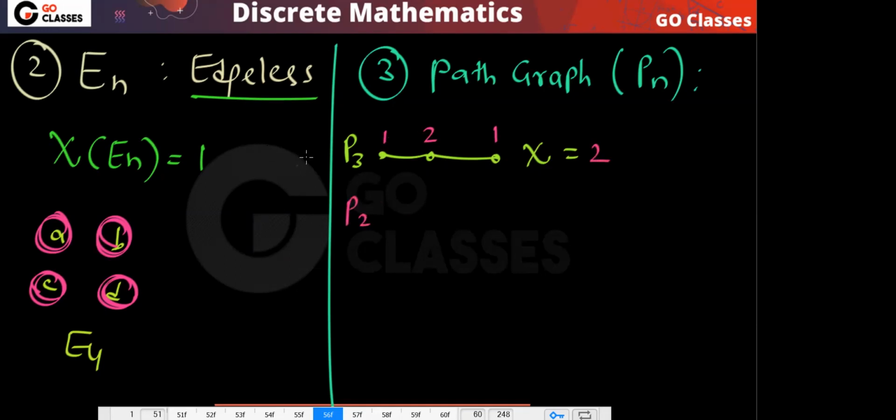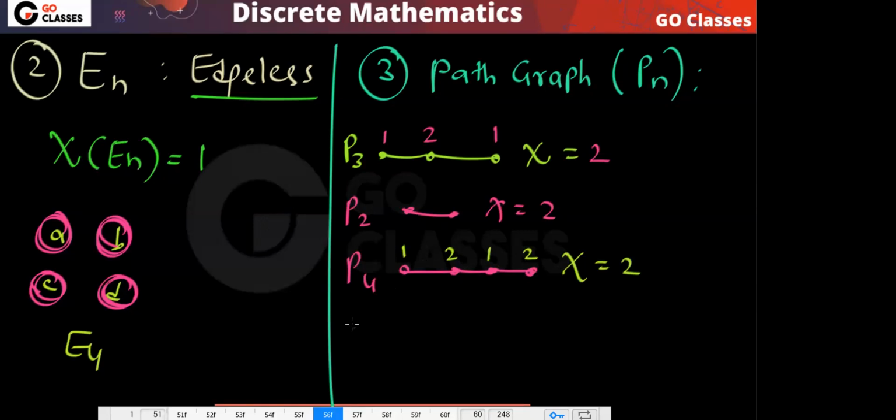If you have P2, then also the chromatic number will be 2. If you have P4, then also the chromatic number will be 2, because you can give color number 1 here. You cannot give color number 1 next, but again you can reuse, and again you can reuse color number 2. So the chromatic number will be 2.